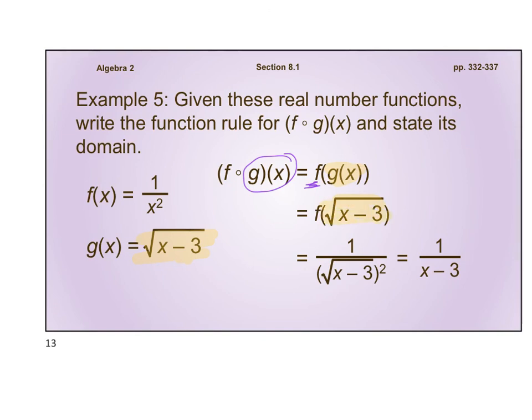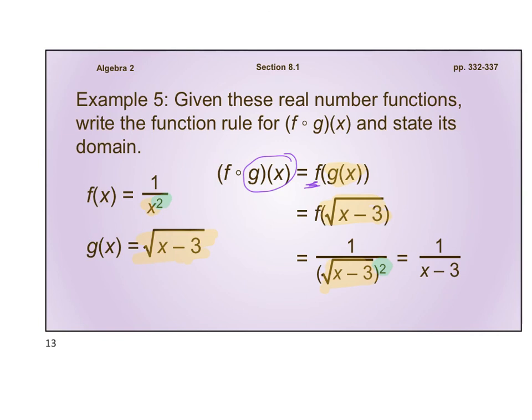Now, in f of x, that's in the bottom, and it's squared. So I plug this square root of x minus 3 into the bottom, but notice it is squared from f of x. Well, I'm squaring a square root, so that goes away, right? It cancels. So I end up with 1 over x minus 3. Ta-da! Okay, so this would be your single function rule.